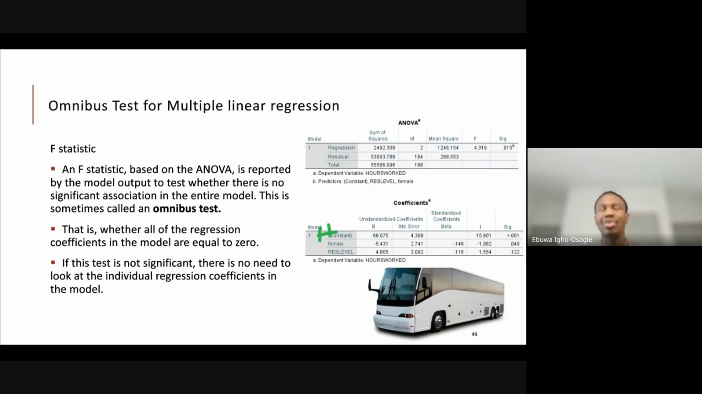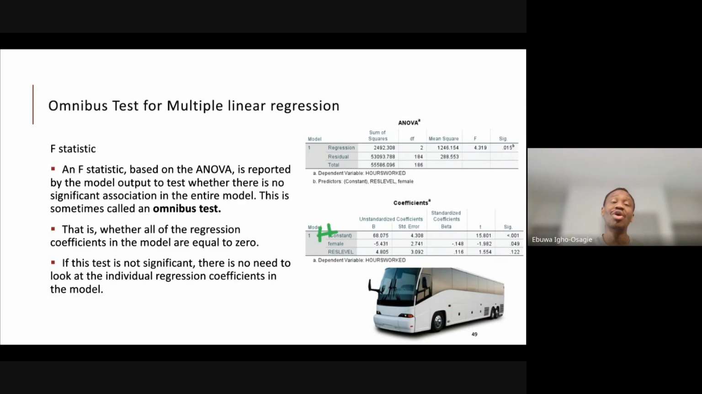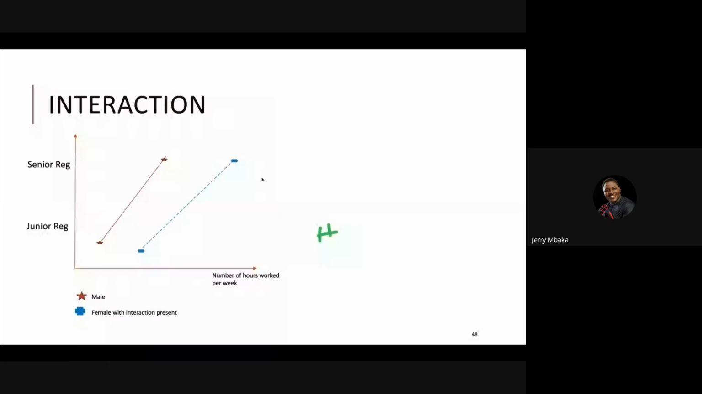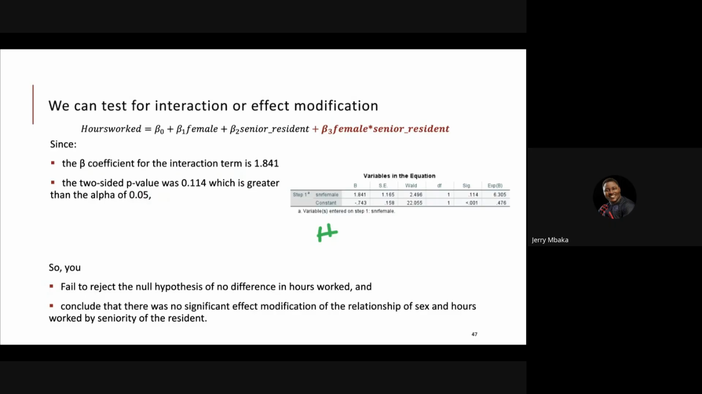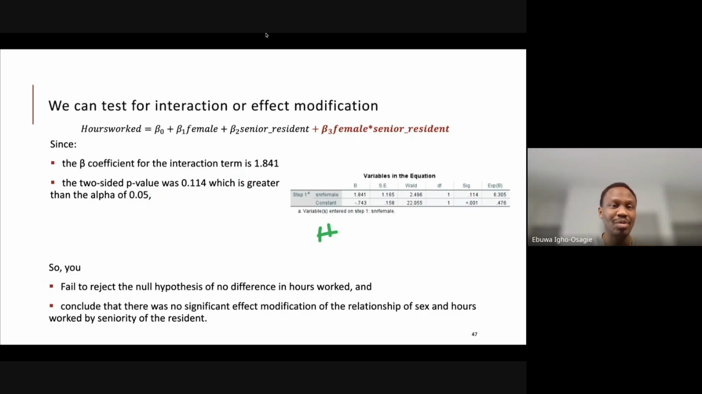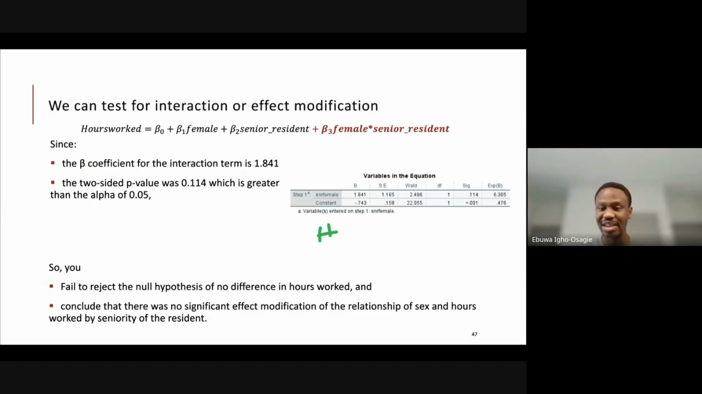Okay, so we're talking about the omnibus test. The omnibus test really is just the significance of your entire model. So remember that we said someone wants to contribute, not leave the chat. Someone wants to contribute, please. Okay, maybe that's an artifact.